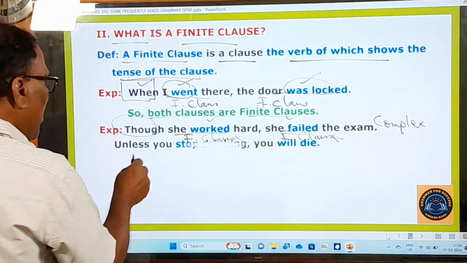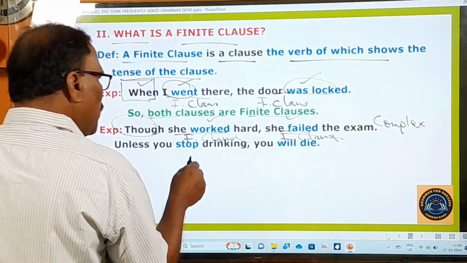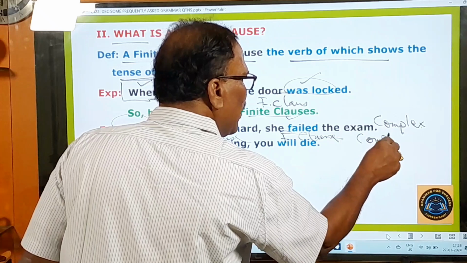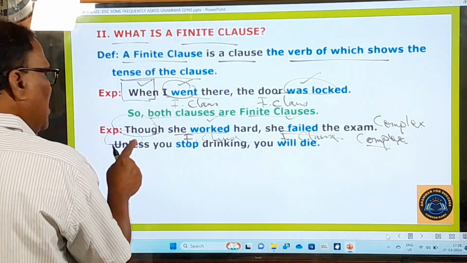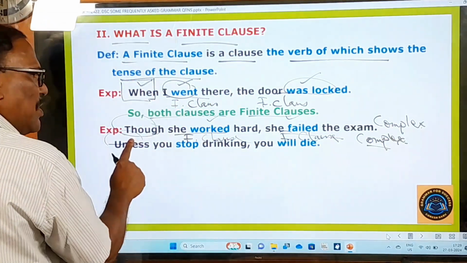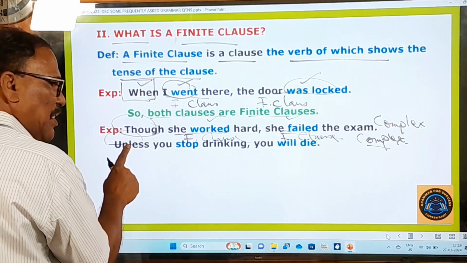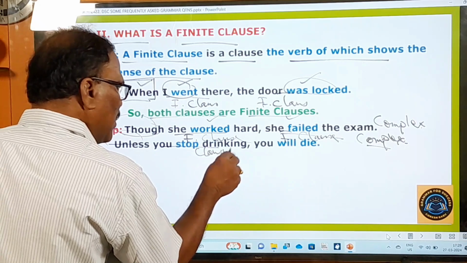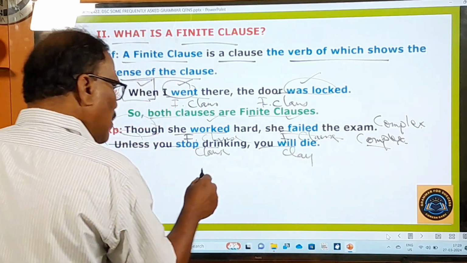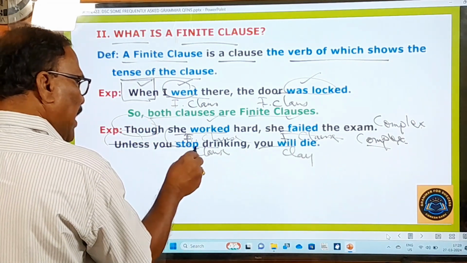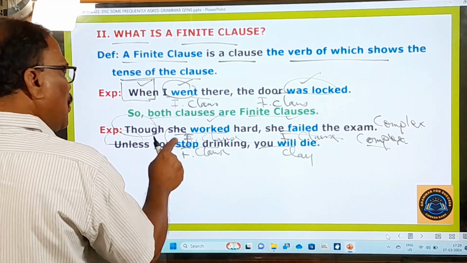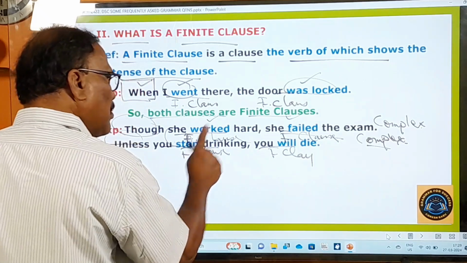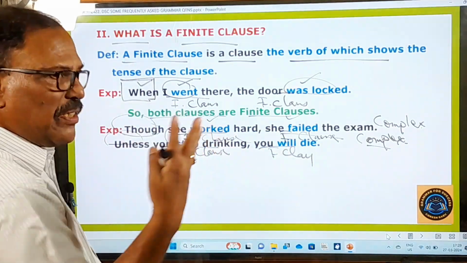When you go to the next one: "Unless you stop drinking, you will die." This is also a complex sentence, because these two statements are joined by the conjunction "unless", which is a subordinating conjunction. Therefore this is a complex sentence. "You stop drinking" is a clause, and "you will die" is also a clause. What kind of clause? Since the verb used in this is showing the tense, it is a finite clause. It is showing the present tense and it is showing the future tense. So it's a finite clause because the verbs are showing the tenses.